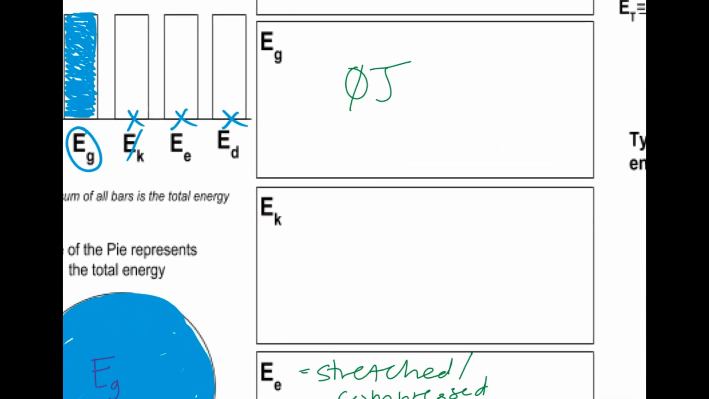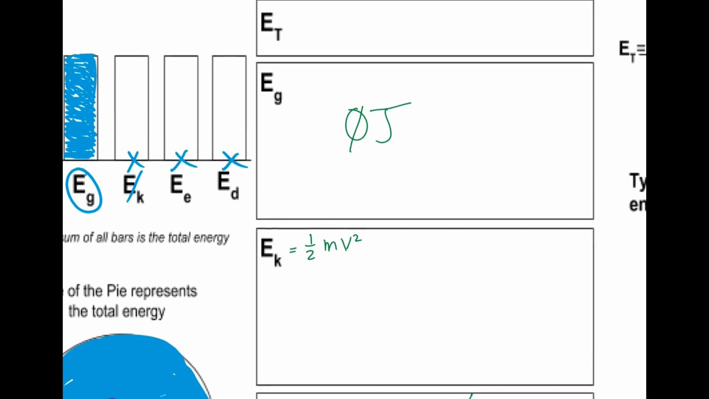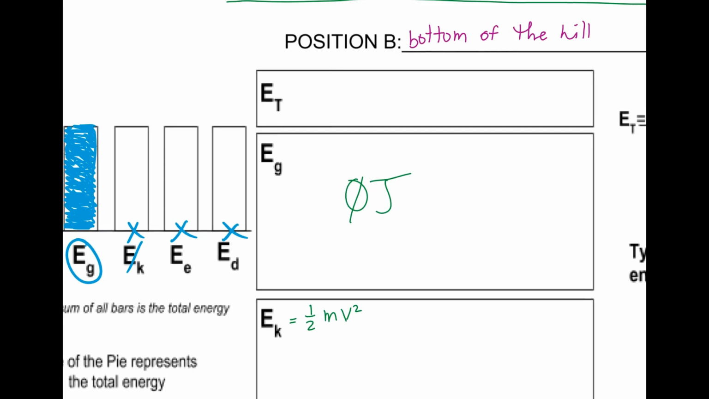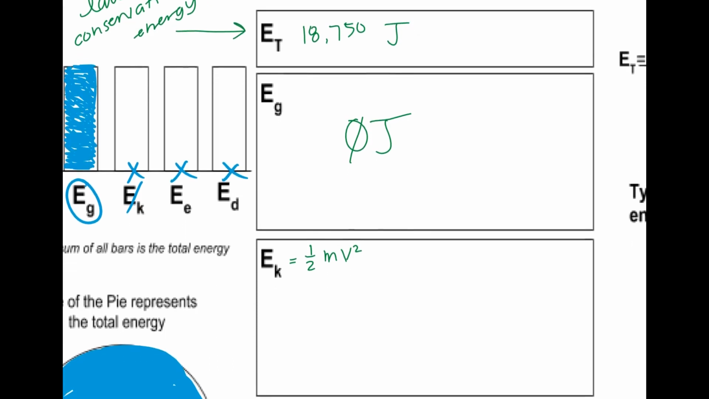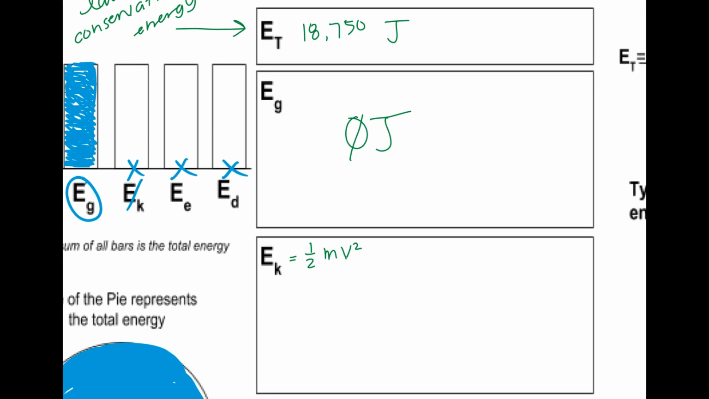That means that we're left with EK, which is equal to 1/2 mass times velocity squared. We also know that the total doesn't change because of the law of conservation of energy. Conservation of energy. Okay, so that means that whatever was in position A, the total will be the same here too. So we have 18,750 joules. And since the only energy here is EK, we have 18,750 joules is equal to EK. Okay, and our mass is still the same, 75 kilograms.